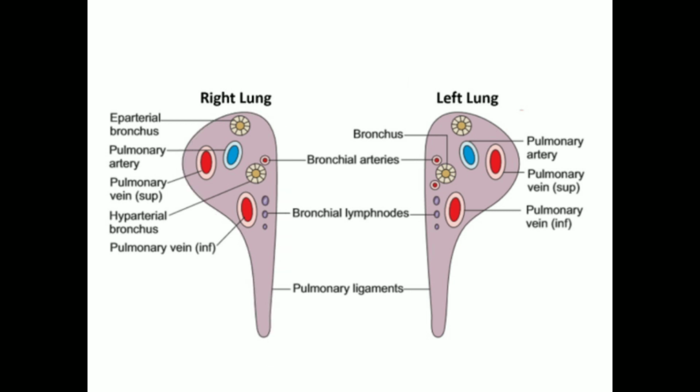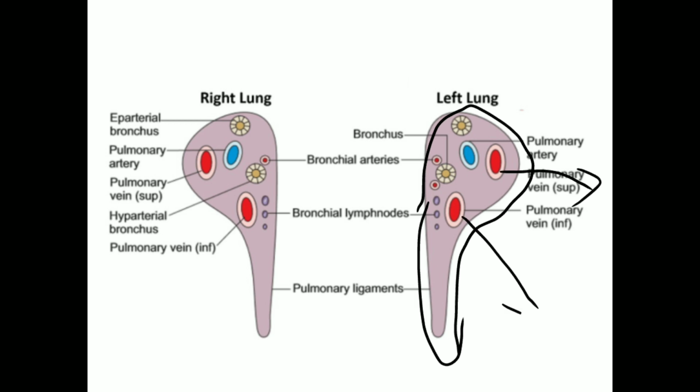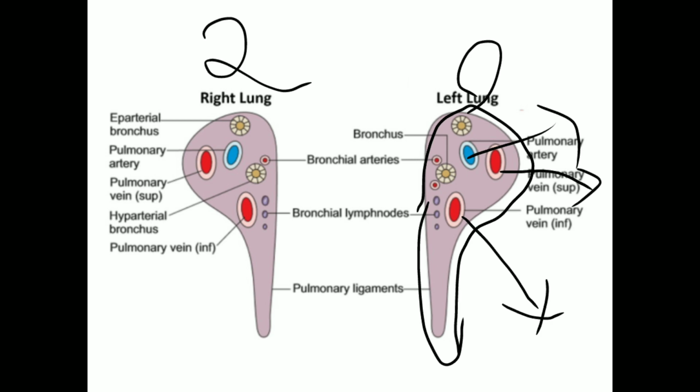Next, the left lung. In the left lung it is the same. You see the two veins, superior pulmonary vein and inferior pulmonary vein, the pulmonary artery, and one bronchus, called the epiarterial bronchus, only one bronchus. So remember, here two bronchi, here only one bronchus. These are the differences between the hilum structures of the right and the left lung.